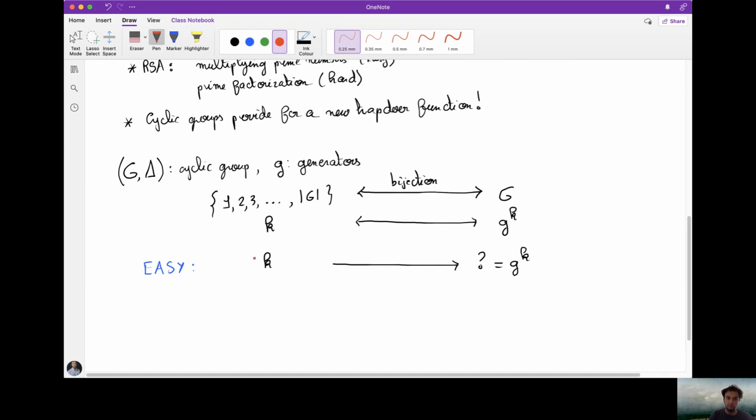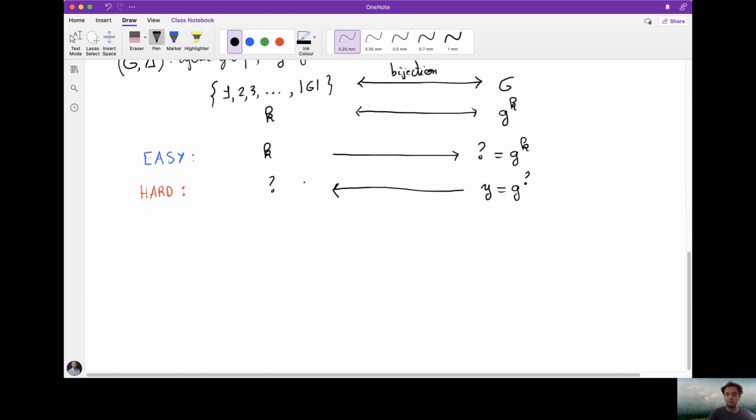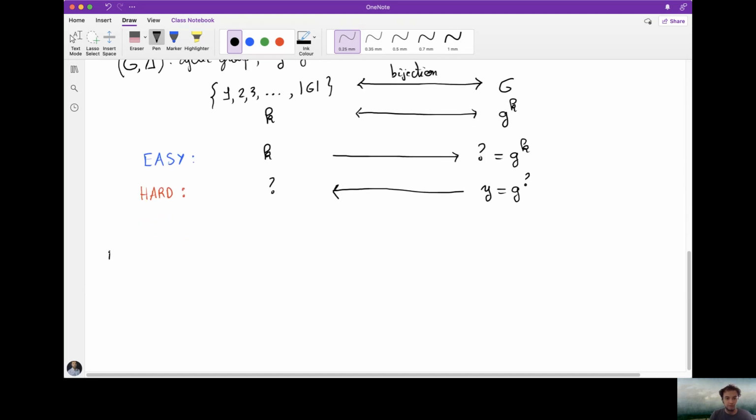What is hard to compute, on the other hand, is the opposite direction. If you give me y, an element of G, and you want to find which power of g will give the element y, well, this turns out to be very hard. If you ask the question, which power is giving me the element y, this is very hard. Let me just show you an explicit example where you can see that this is indeed the case.